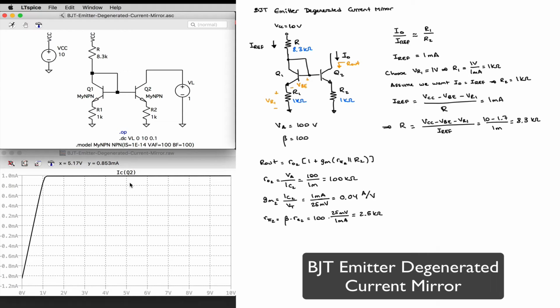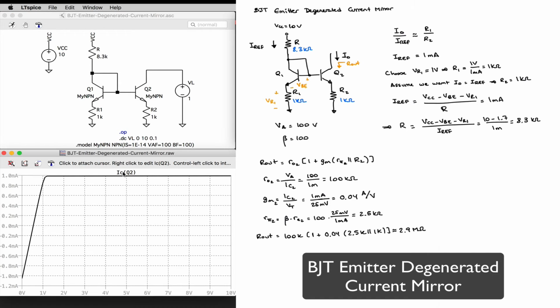And R2 is just going to be 1 kilo ohms. So if I do my calculation, I'm expecting this to be little r, also 100k times 1 plus 0.04 times 2.5k in parallel with 1k. And that's going to give me something in the order of 2.5 mega ohms. I think it's 2.9 mega ohms in this case. So let's go ahead and run my simulation, see if I come close to that.